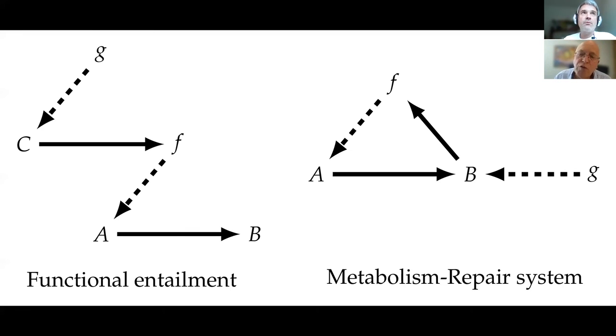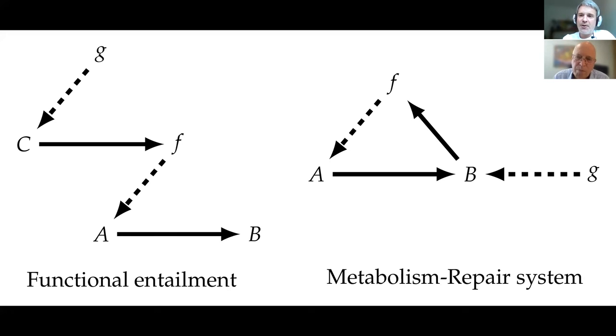So Rosen called it repair. But perhaps a better word, which was suggested by the Letelier Cornish-Bowden group, is to use replacement, because of course enzymes get degraded and then they get replaced. But whether you call it repair, as long as you know what you're talking about, it doesn't really matter what word you use. And F, of course, is the metabolism component. So you end up with a metabolism repair system.